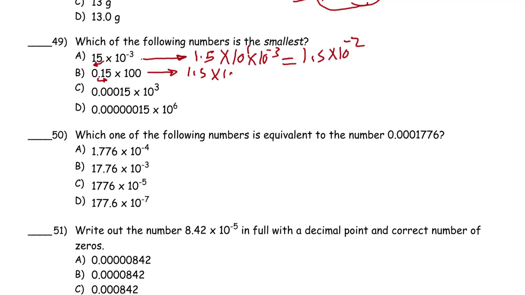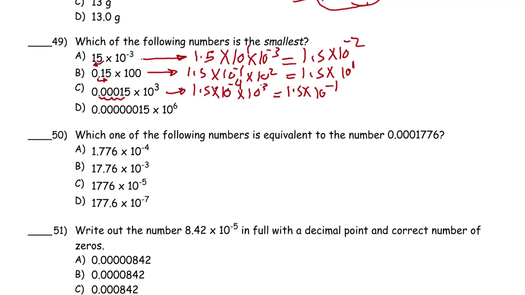So times 10 power negative 1 times 100 means 10 power 2. The answer will be 1.5 times 10 power 1. About letter C, let's move the decimal point here: 1, 2, 3, 4. So 1.5 times 10 power negative 4 times 10 power 3 yields 1.5 times 10 power negative 1 as the answer above.